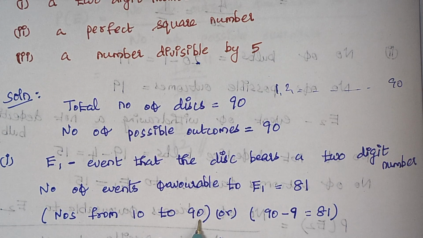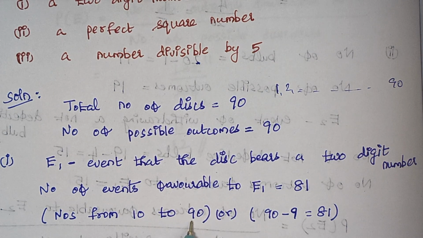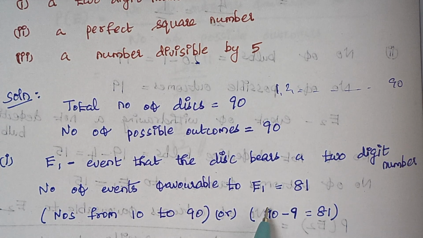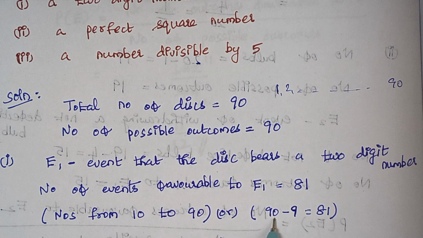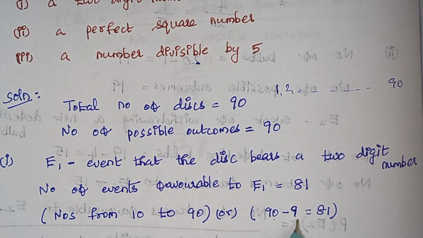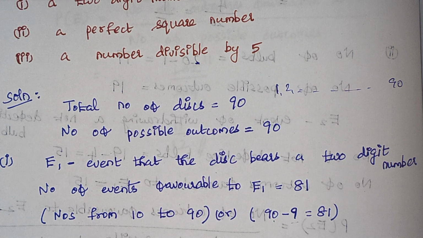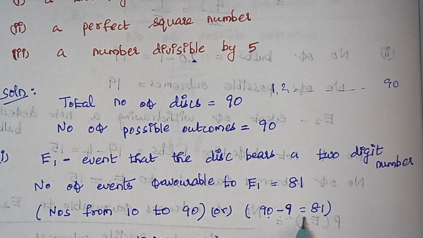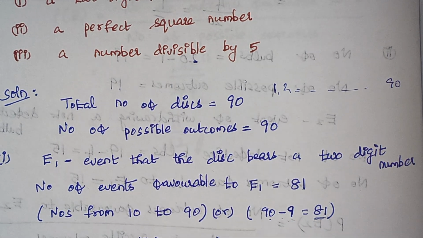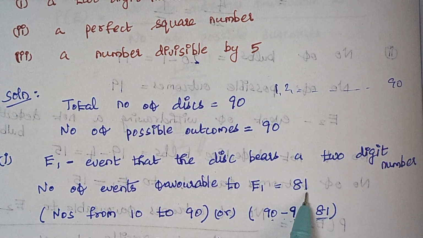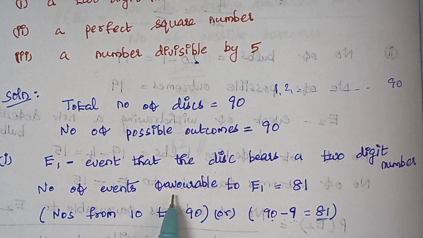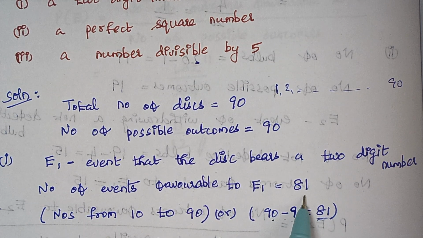So here you can make a count. When you count from 10 to 90, you will have 81. Or simply, totally we have 90. From this 90, how many one-digit numbers do we have? Only 9, because 1, 2, 3, 4, 5, 6, 7, 8, 9. So when you subtract 90 minus 9, obviously we have 81 two-digit numbers. It's up to you, you can choose any way, but the number should be 81. So the number of outcomes favorable to E1 is 81.